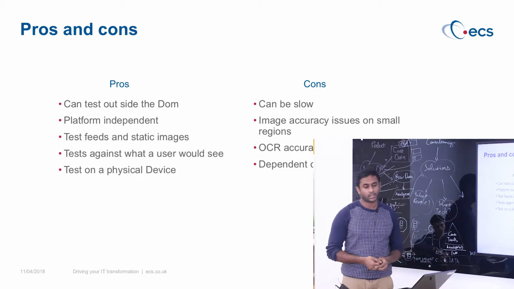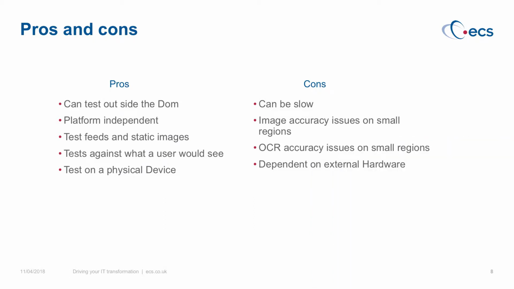The cons. Image processing is essentially matrix analysis. You're doing matrix maths on image files. That can be a slow process. So we did find there were performance issues when you're doing extensive tests.